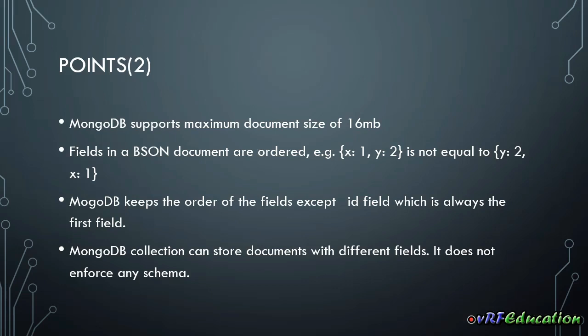And also MongoDB keeps the order of fields except the underline ID field, which always is the first field. So you don't need to be worried about the underline ID. It's always considered as the first field.